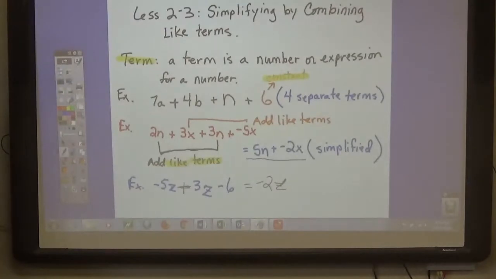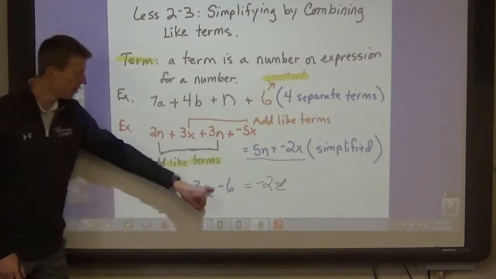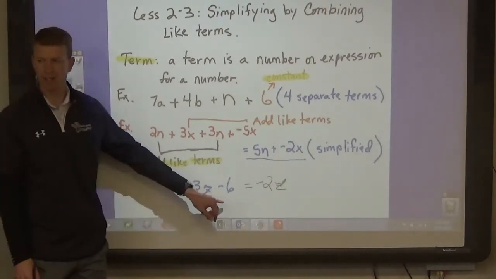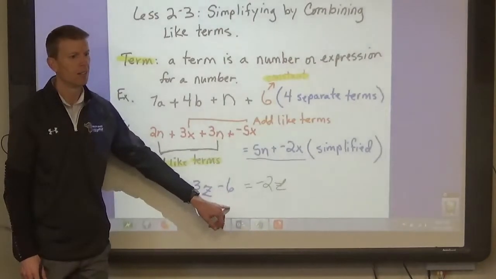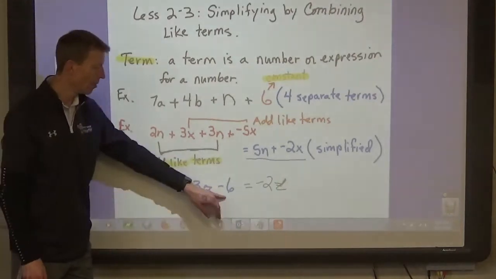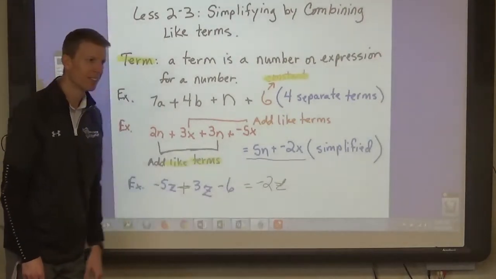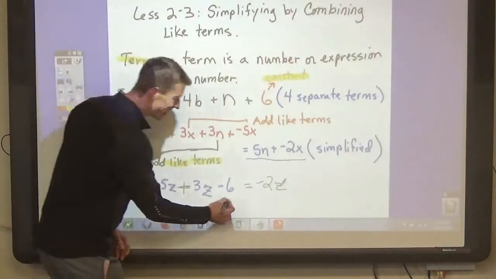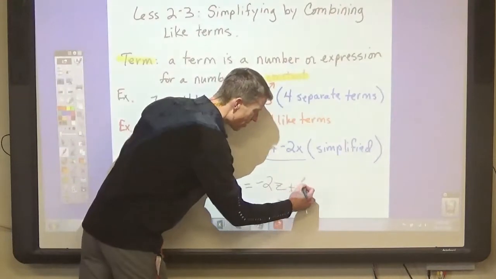And then, what do you still have in that expression? What do you do with this negative 6? What do you do with that negative 6 that's left? Well, do you put it in the answer? Yeah, exactly. Just put it in the answer.